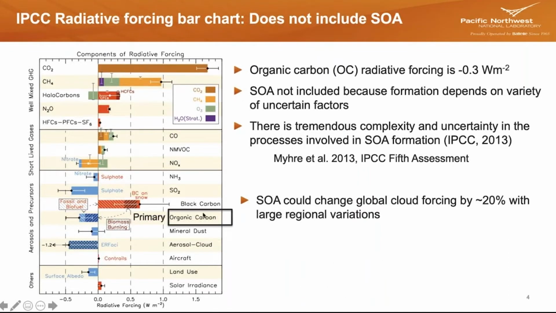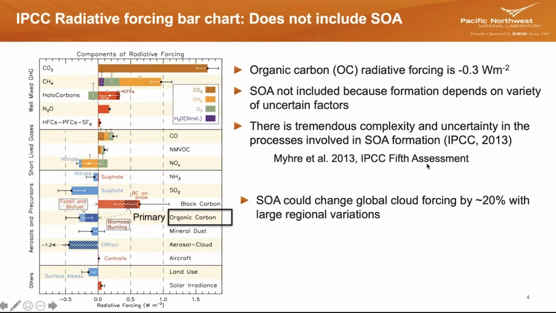I'm showing the IPCC radiative forcing bar chart here, which a lot of us are already familiar with. Here we have warming due to greenhouse gases, but then there is cooling due to things like sulfate, and warming due to black carbon on snow and also in the atmosphere. But the key point I want to draw your attention to is that organic carbon is also represented here. But this organic carbon is only the primary organic carbon. Its radiative forcing is minus 0.3 watts per meter squared. But SOA, or secondary organic aerosols, were not even included in this IPCC bar chart.